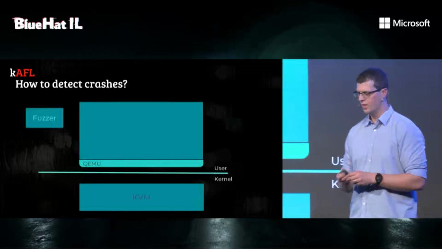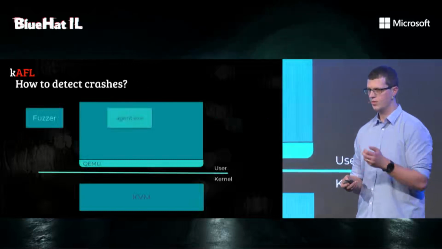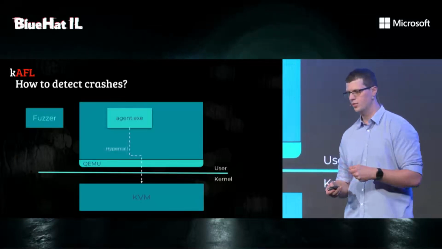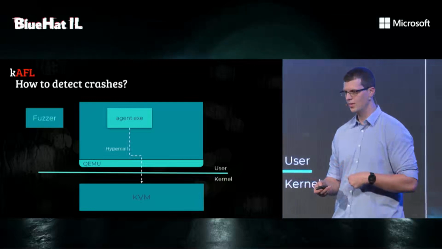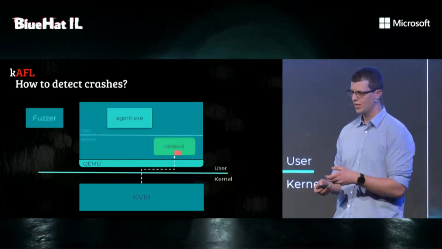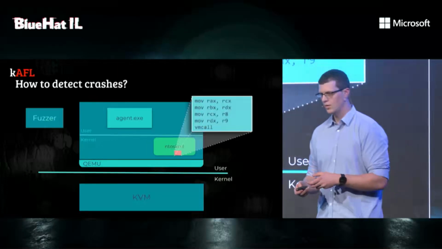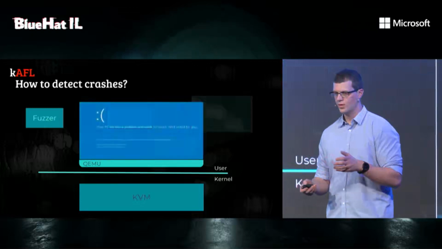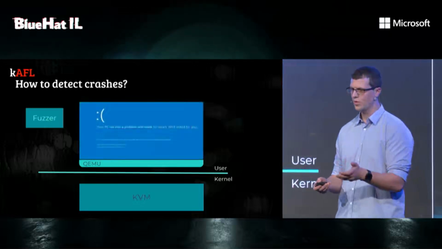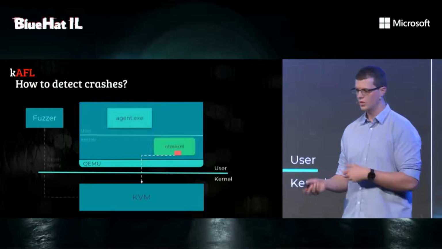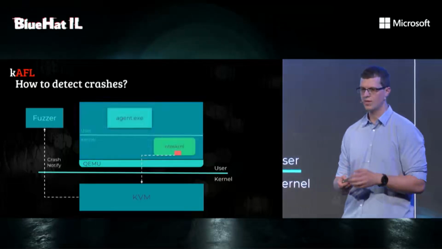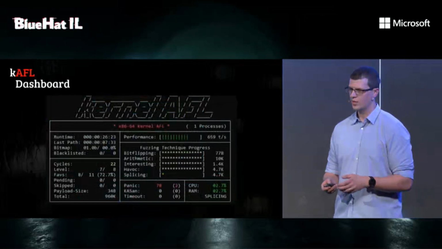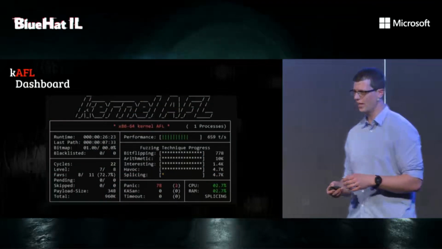Finally, how does KFL detect crashes? Well, when the agent is first loaded, the agent will send the addresses of bugcheck and bugcheckx to the hypervisor. The hypervisor will patch the addresses of bugcheck and bugcheckx with a special shellcode that each uses a hypercall. When the system crashes, the kernel will call bugcheck and bugcheckx, which in turn will call KVM, which in turn notifies the fuzzer that we crashed. And this is a screenshot of KFL's dashboard. If you blink fast enough, it kind of looks like AFL.